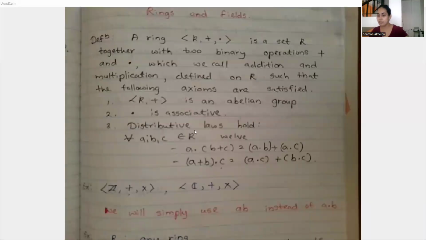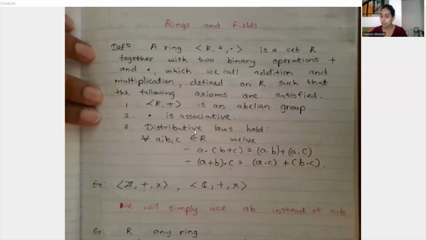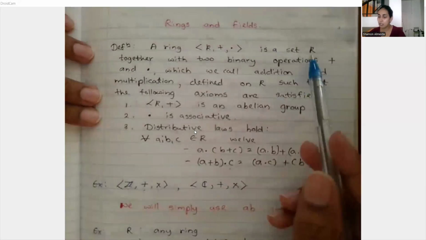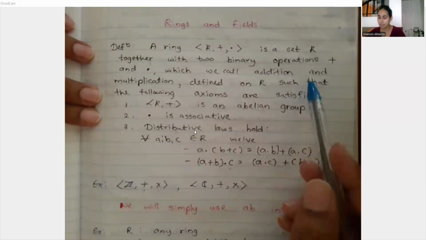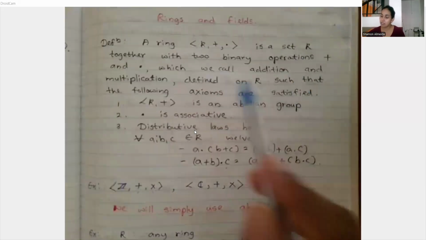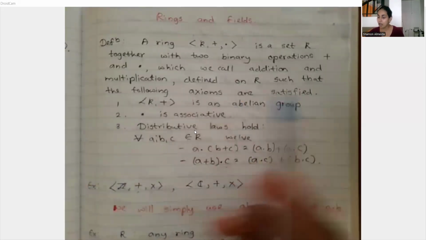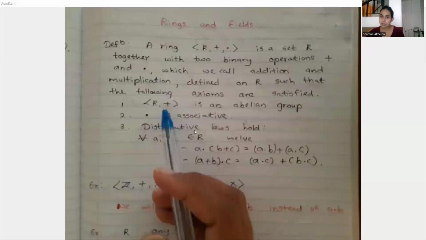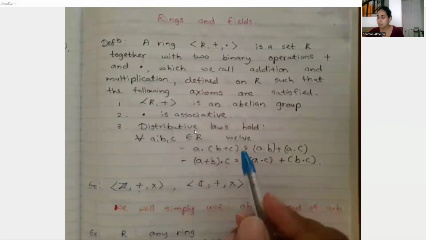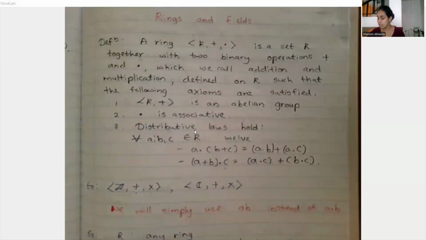Okay, so we're in the middle of discussing rings and fields. I'll go over the definition briefly. A ring, usually denoted by R, is a set together with two binary operations, addition and multiplication, defined on R, such that the following axioms are satisfied. First, R has to be an abelian group under addition, multiplication must be associative, and distributive laws must hold. And we went over some examples.